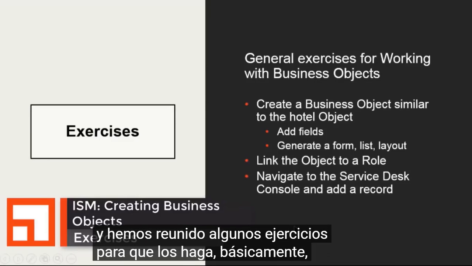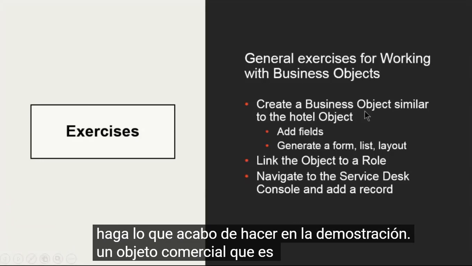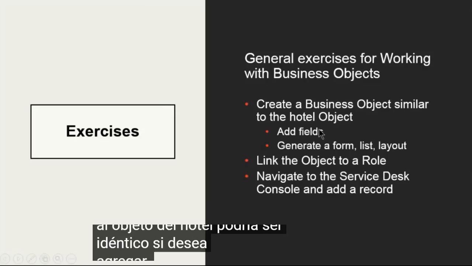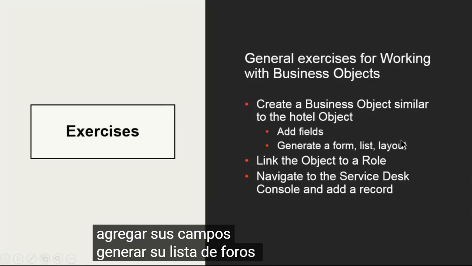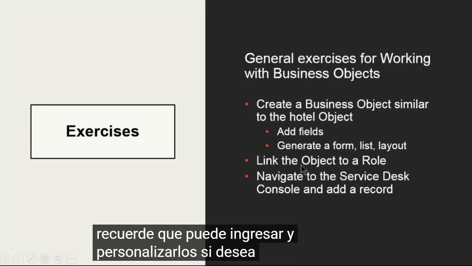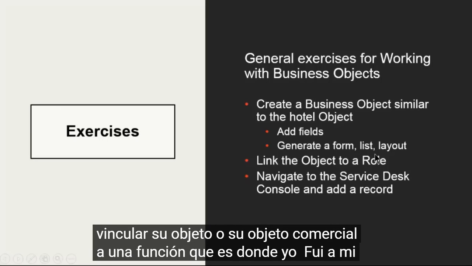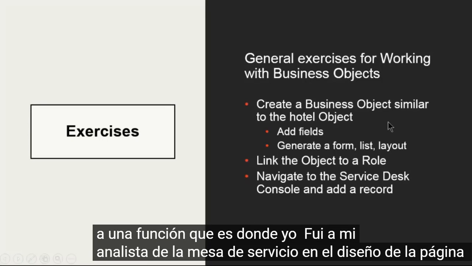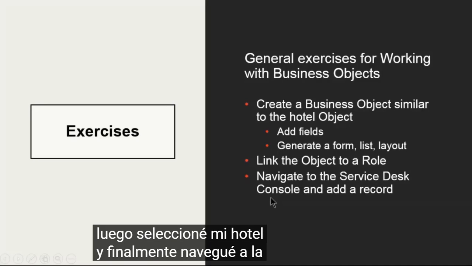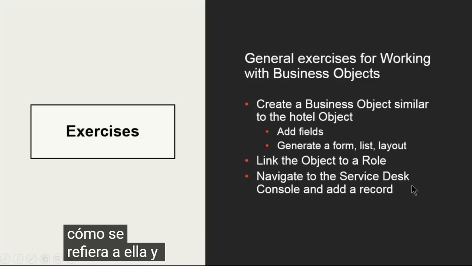So basically, do what I just did in the demonstration. Create a business object that's similar to the hotel object. It could be identical if you want to. Add your fields, generate your form, list, and layout. Remember, you can go in and customize those if you want. Link your business object to a role. That's where I went to my service desk analyst in page layout and then selected my hotel. And then finally, navigate to the service desk console or user interface, however you refer to it, and then add a record.